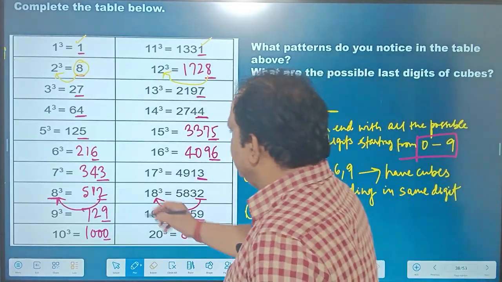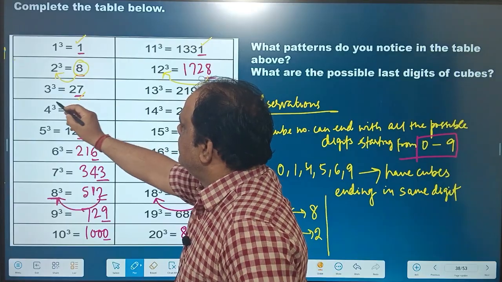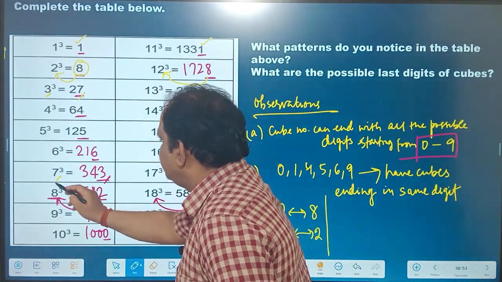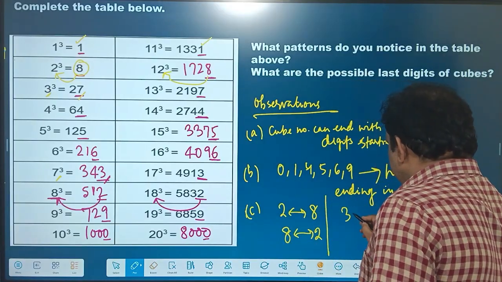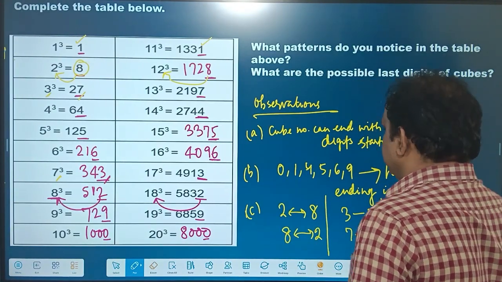The second thing you can see is 3 and 7. If the number ends in 7, the cube will end in 3. If it is 3, it will end in 7. So it is 3 to 7 and 7 to 3. They swap the numbers, right?